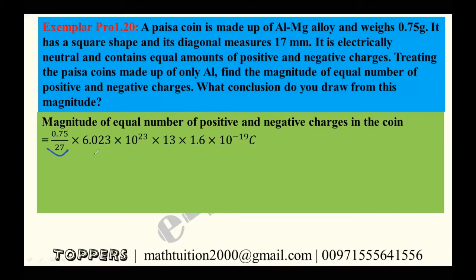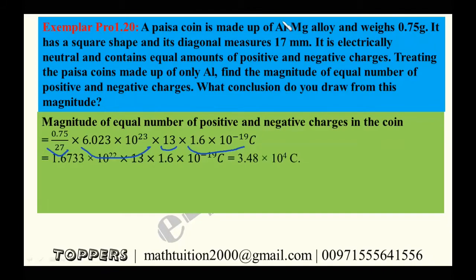This is the number of moles multiplied by Avogadro number, giving you the number of atoms. Number of atoms multiplied by 13 gives you the number of protons. This many protons are there, multiplied by the charge of one proton, 1.6 × 10⁻¹⁹. That much coulomb is the total positive charge. Total negative charge will also be the same because the number of protons and electrons are the same, and the charge of proton and electron are also the same.